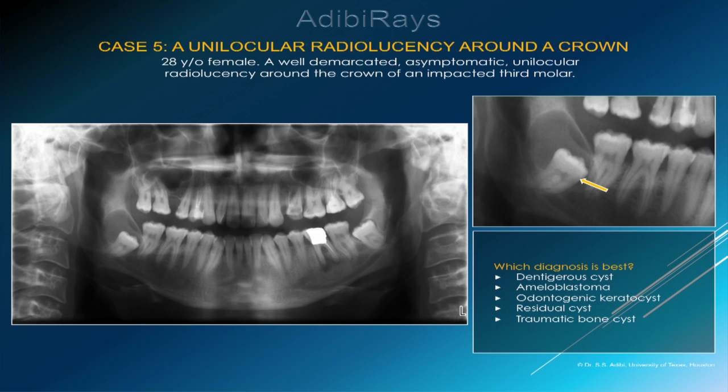This case is a unilocular radiolucent lesion around the crown of a tooth in a 28-year-old female that is asymptomatic in an impacted third molar area. Which diagnosis is best for this lesion?